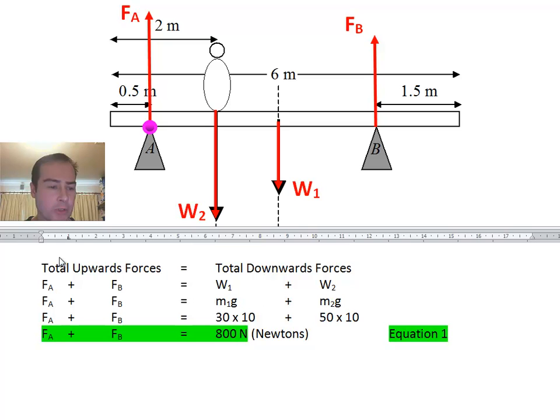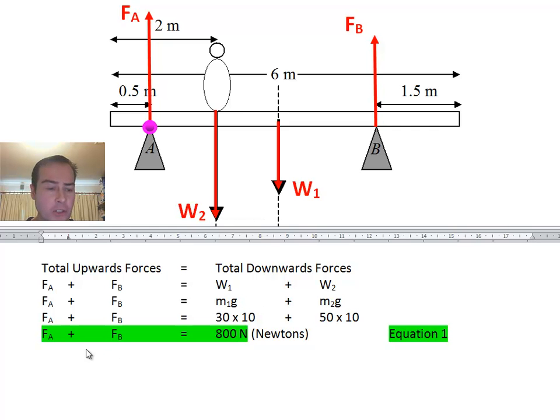Coming back to our first equation now. Shown here at the bottom of the screen, total upwards forces must equal total downwards forces. And again, we've written that as an equation. Fa and Fb must equal W1 and W2. Now we know we can calculate W1 and W2 by simply multiplying their masses by the gravitational field strength, which is approximated to 10 on the Earth's surface, 9.8 being the more accurate value, but 10 being the exam value. So 30 times 10 substitutes in for weight 1, which is 300 newtons, and 50 times 10 for weight 2, which is 500 newtons, for a total of 800 newtons.